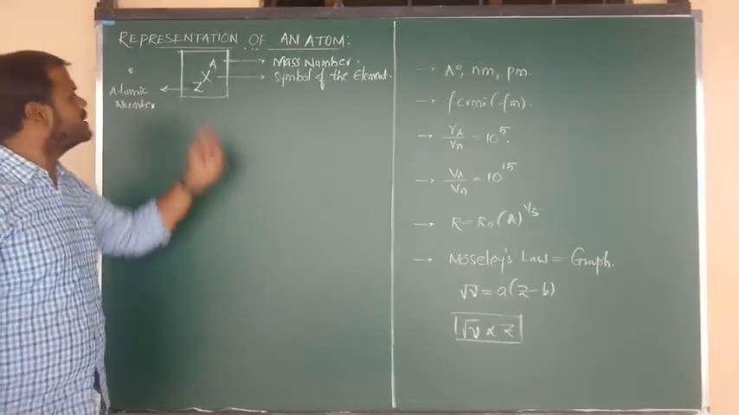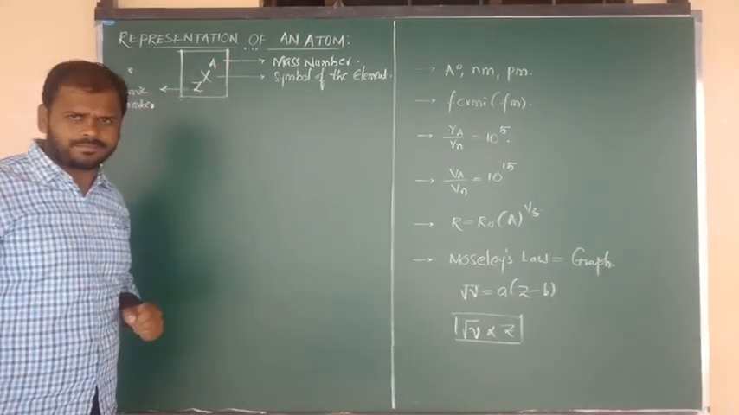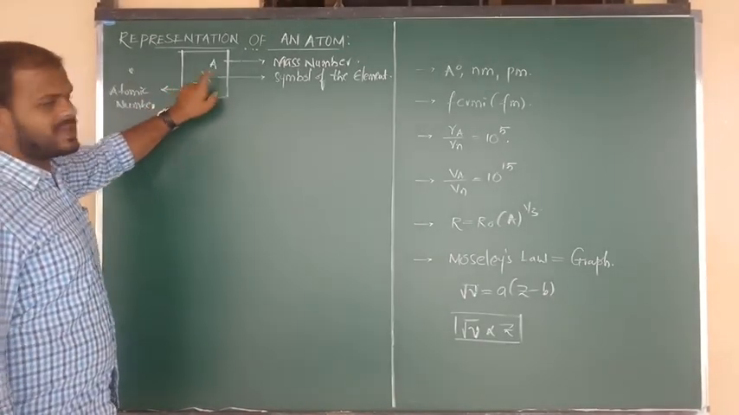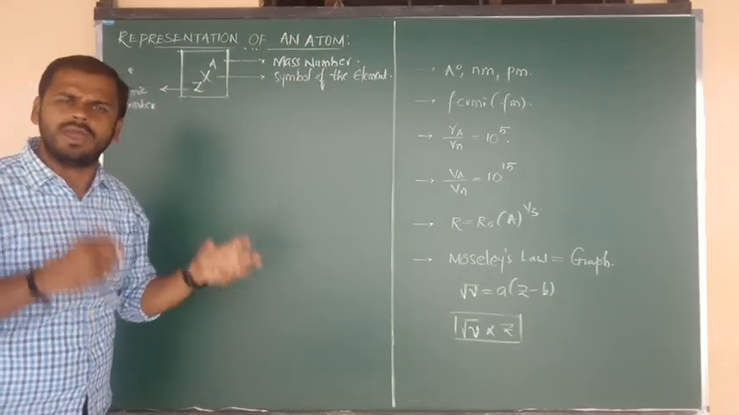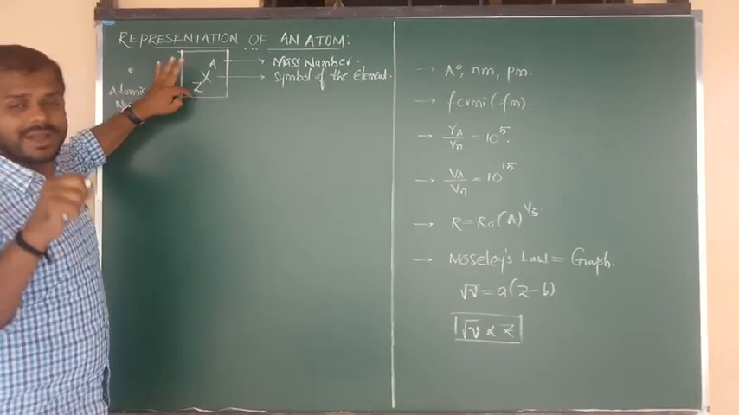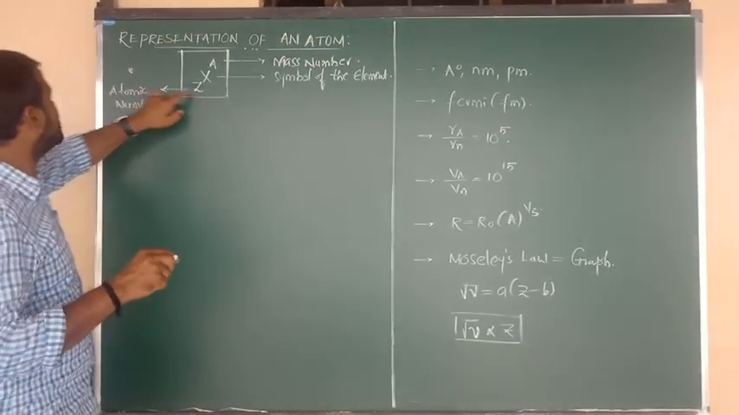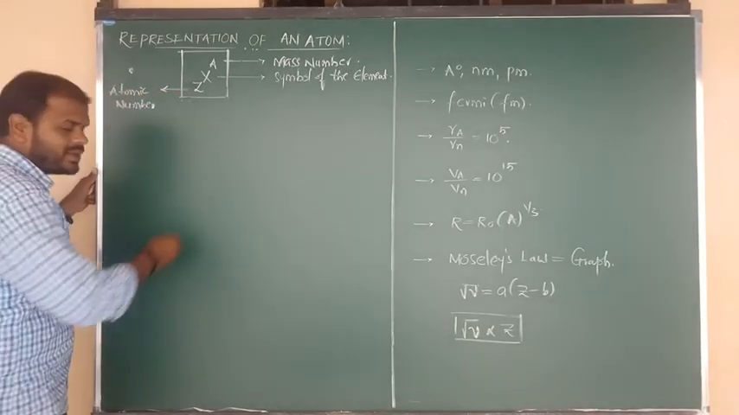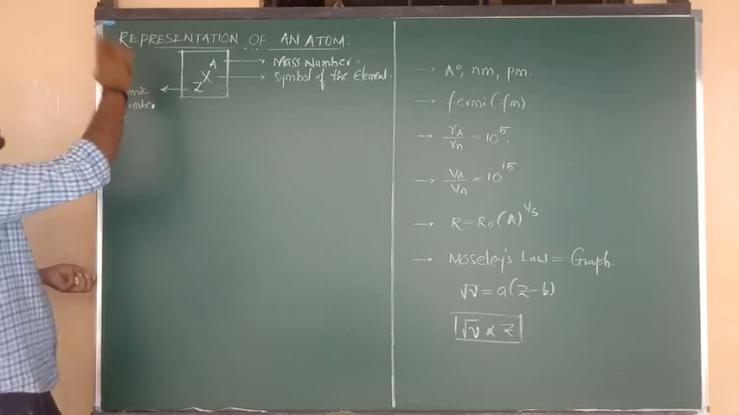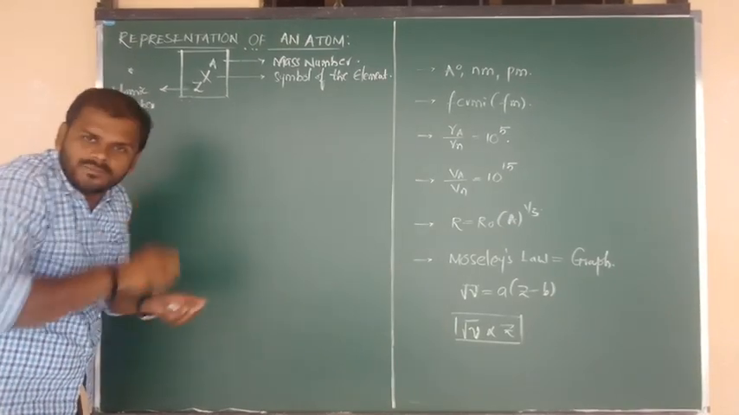Simply we pronounce it AXZ, otherwise you can say XZA. No problem, as you wish. Now listen carefully. What is meant by X? X is nothing but the symbol of the element or atom. At the bottom of that symbol, we write Z. Z is nothing but the atomic number. Atomic number is written in the form of subscript, at the bottom of the symbol.